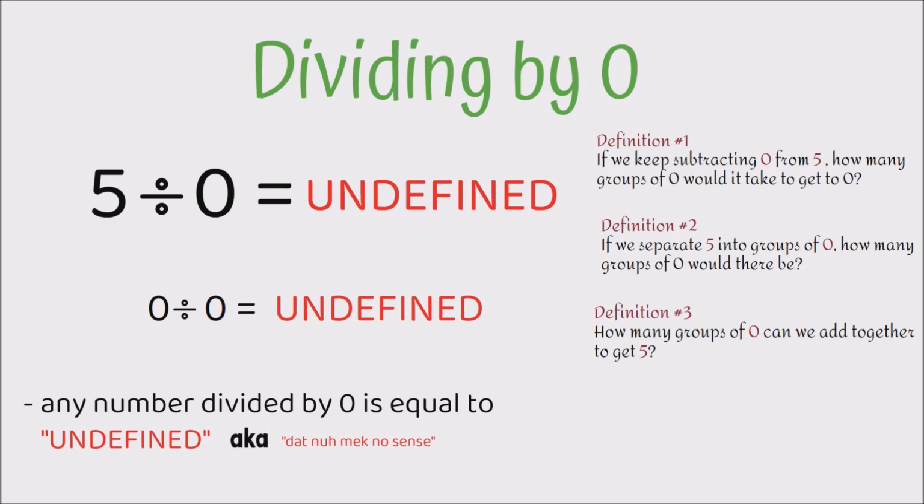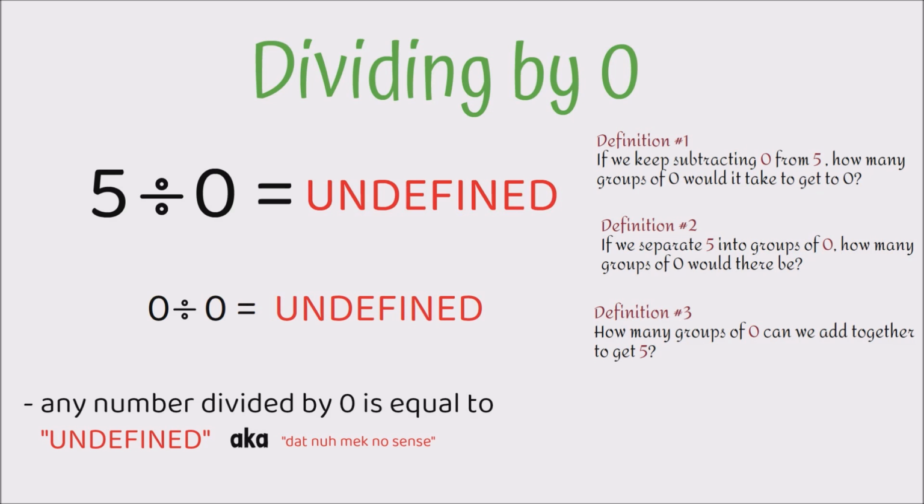Now, this is a very powerful result. I mean, one, it shows you that not every problem in math has a numerical solution, and sometimes realizing that you can't find an answer is the answer itself. Also, this result can be used to rule out certain numbers for equations where division is involved.